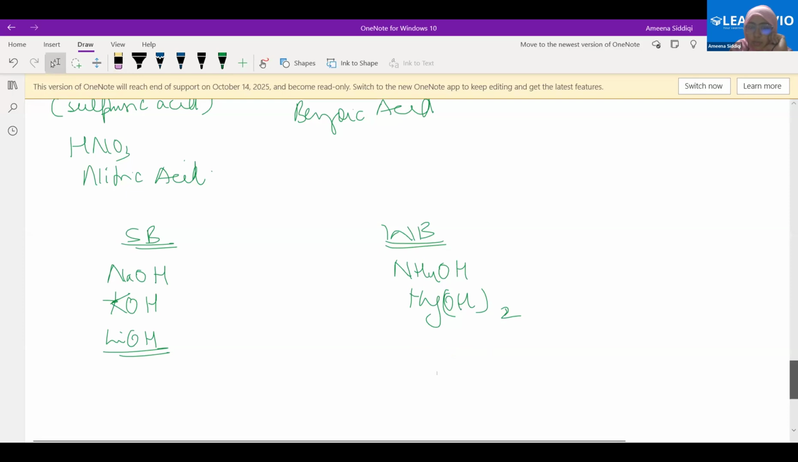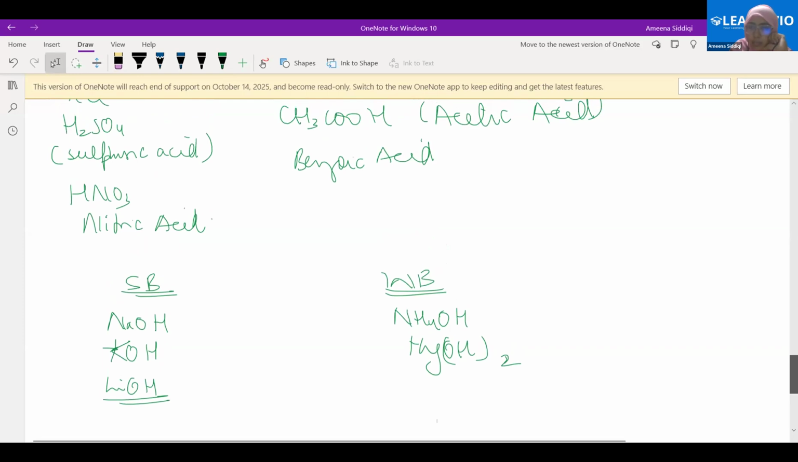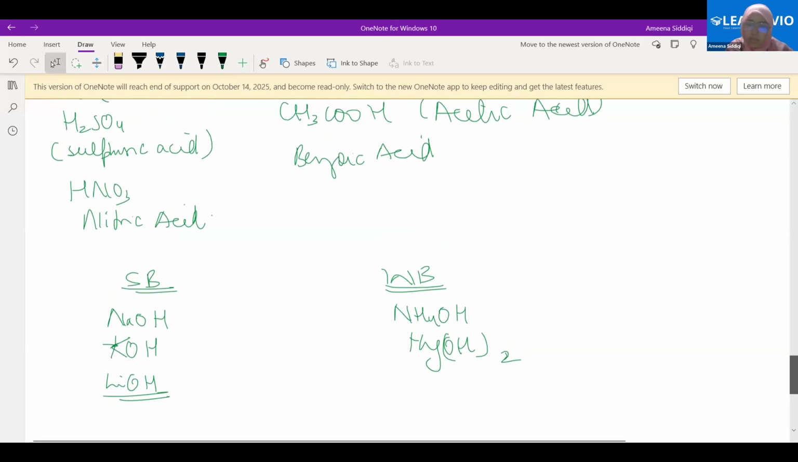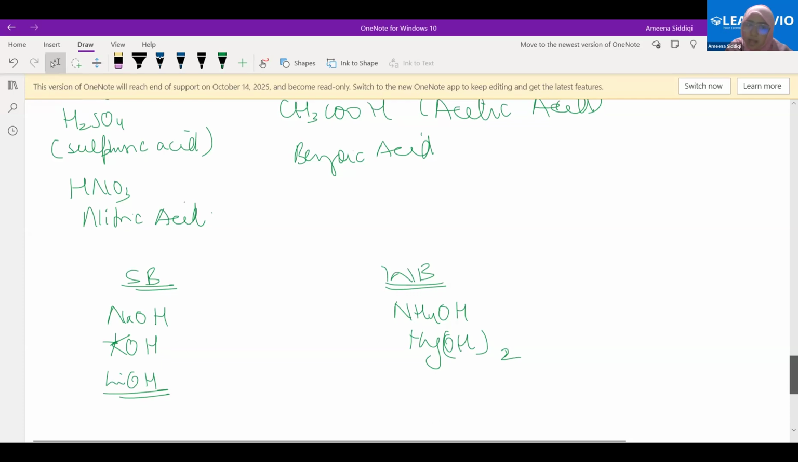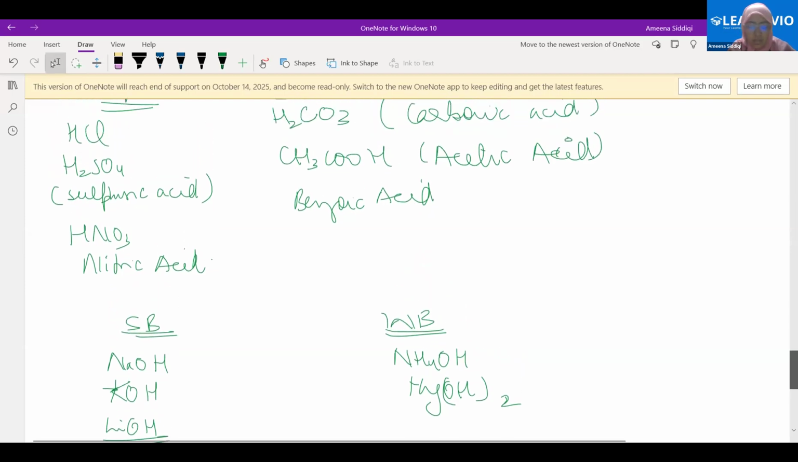If I ask you to react ammonium hydroxide and nitric acid, leave nitric acid. If I ask you to react magnesium hydroxide and sulfuric acid, tell me the product with the pH. Magnesium hydroxide and sulfuric acid. And what was the formula for sulfuric acid? H2SO4. Now the formula should be on your tips, especially these.